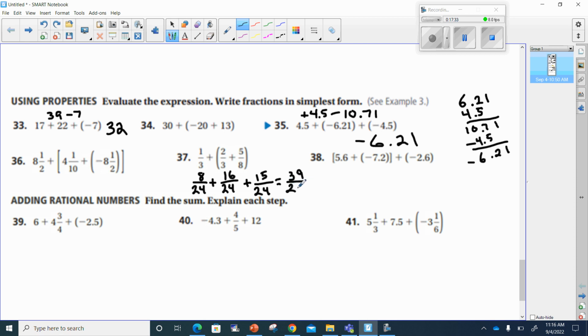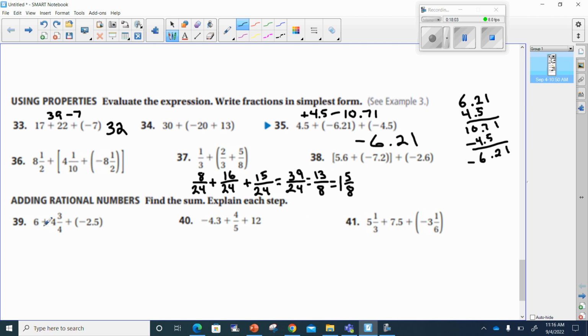You might think you could stop there, but remember, both 39 and 24 are divisible by 3. I can divide them both by 3. If I divide 39 by 3, I get 13. And if I divide 24 by 3, I get 8. Now I have to turn it to a proper fraction. This will give me 1 and 5 over 8. That is my proper mixed number answer.